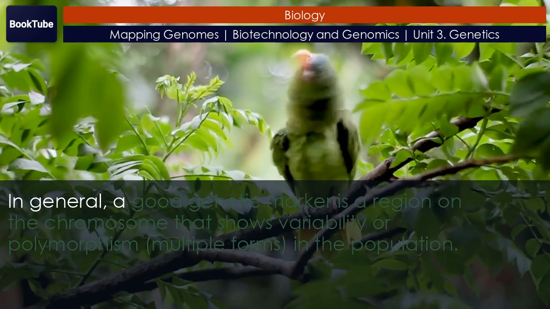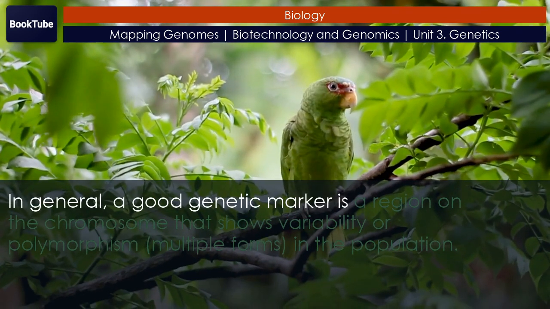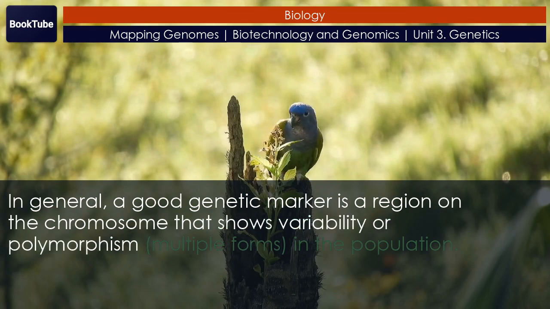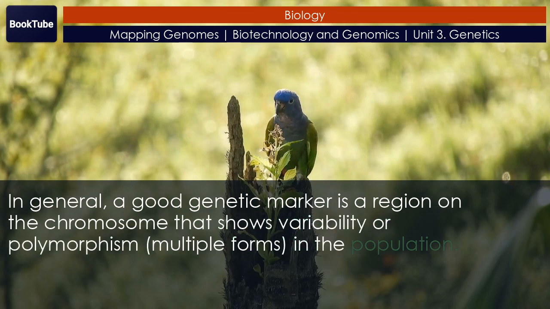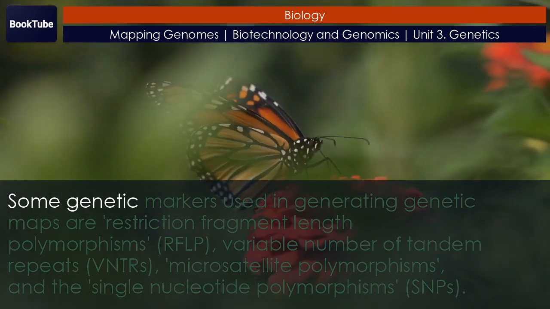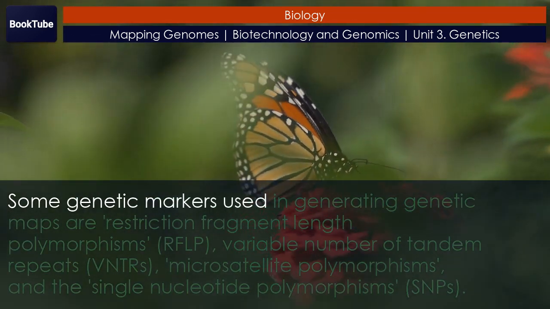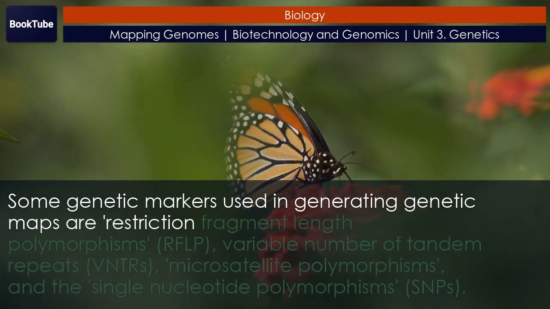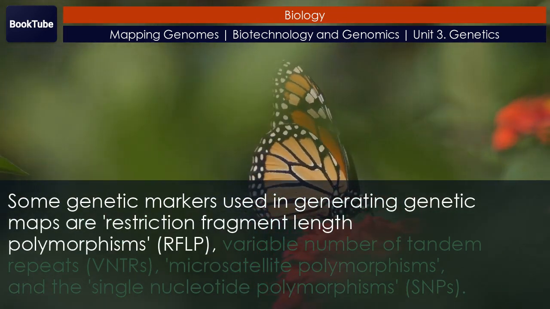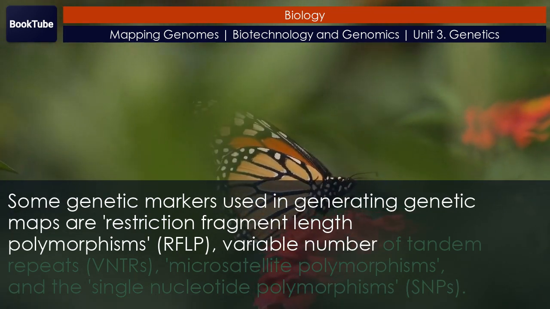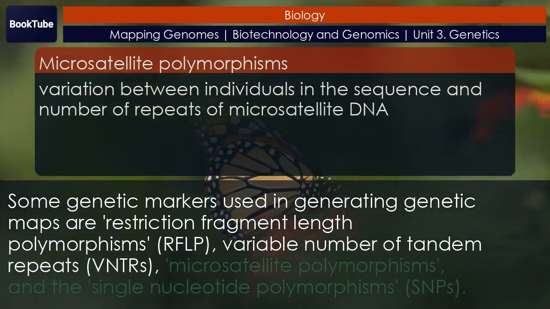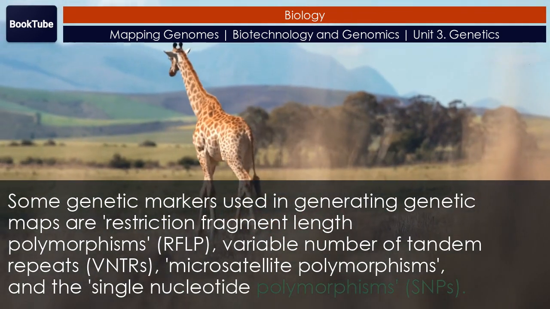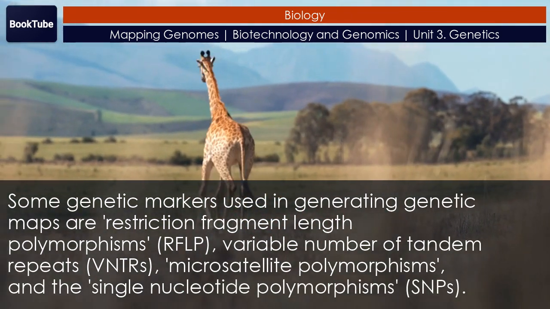In general, a good genetic marker is a region on the chromosome that shows variability or polymorphism. Multiple forms. In the population, some genetic markers used in generating genetic maps are restriction fragment length polymorphisms, RFLP, variable number of tandem repeats, VNTRs, microsatellite polymorphisms, and the single nucleotide polymorphisms, SNPs.